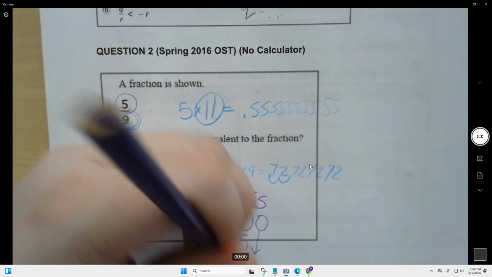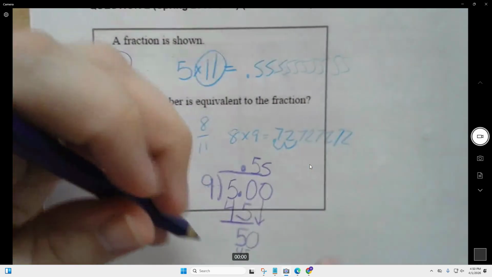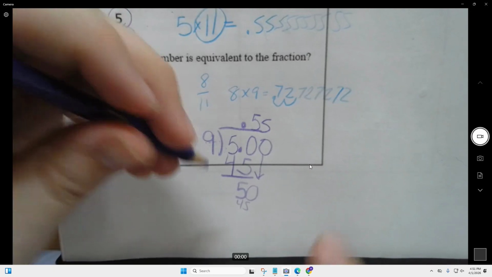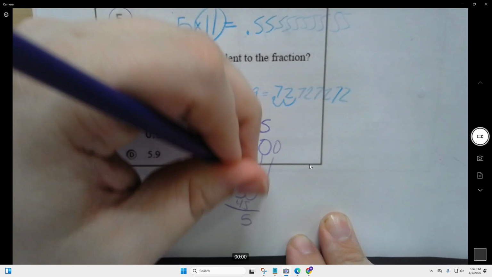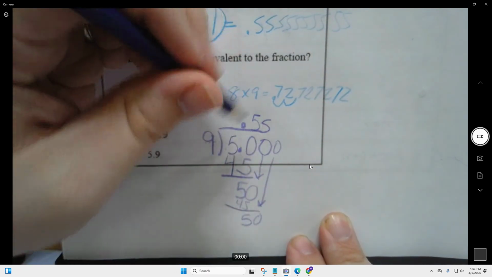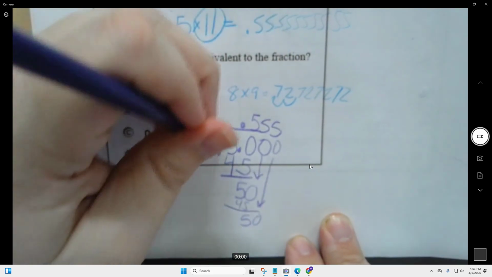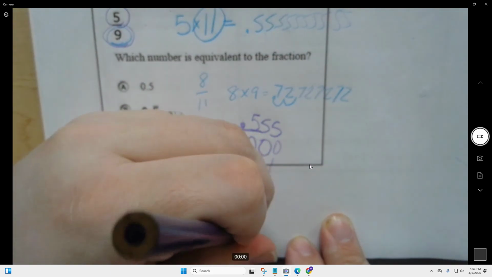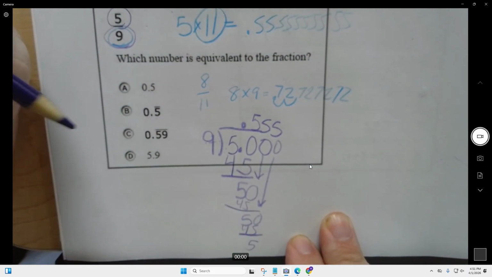Okay. This would be 5. And then 9 times 5. Oh, what's that? It's 45. Who would have guessed? And then you do 50 minus 45. And, oh, hey, wow, look, we're back at 5. And it's 50 again. How many times is 9 going into 50? It's 5. 9 times 5 is 45. And, oh, hey, you see where I'm going with this. It's just going to repeat 5s forever.